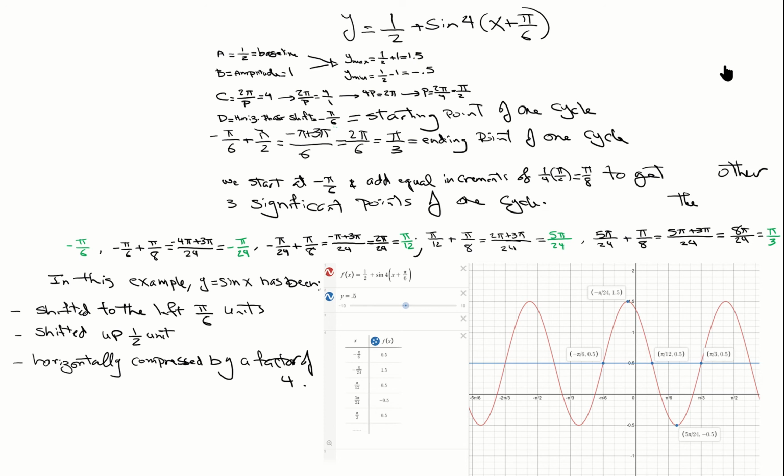Hello everyone, in this video we will look at a shifted and compressed sinusoid. The equation is y equals 1/2 plus sine of 4 times x plus pi over 6.